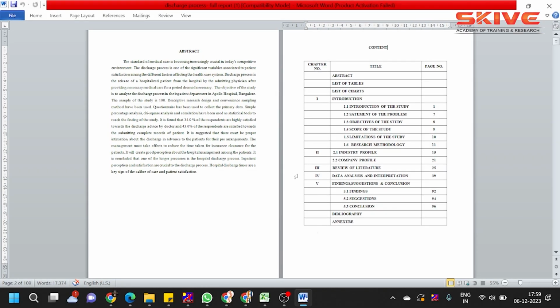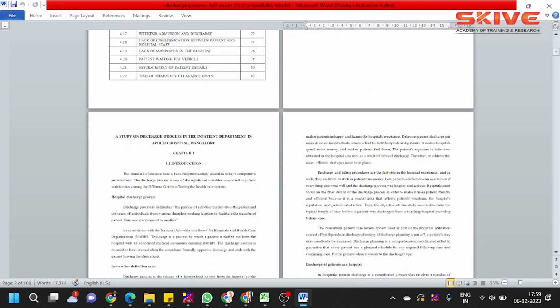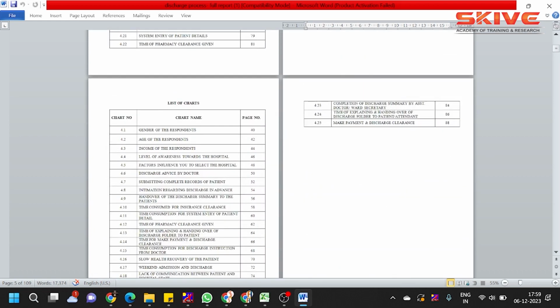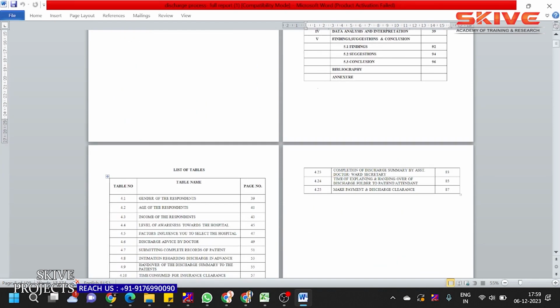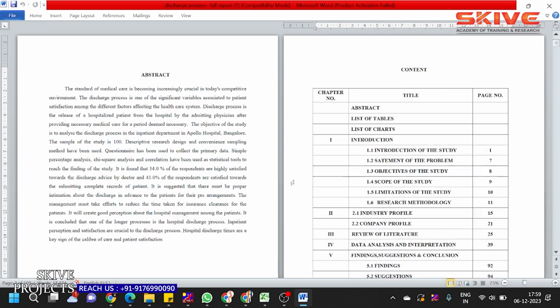So hello guys, today we are going to see the project of study on discharge process in the inpatient department of Apollo Hospital, a case study from Bangalore. Actually, this was a customized project developed for one of our students. So let me explain what all the things in this document are.